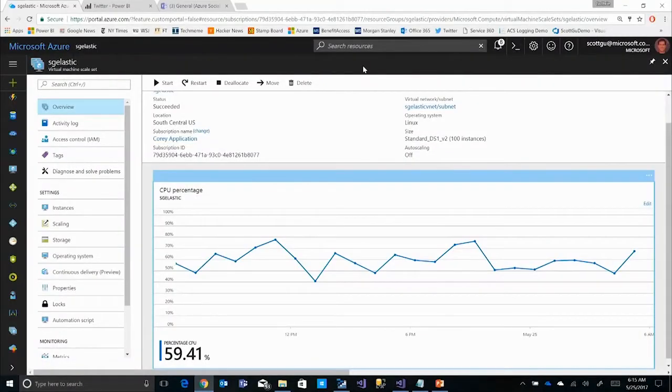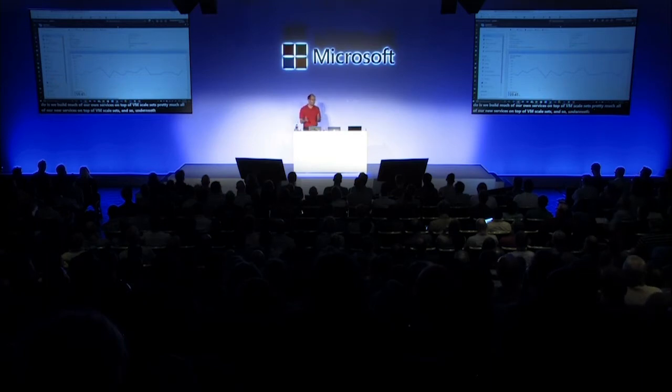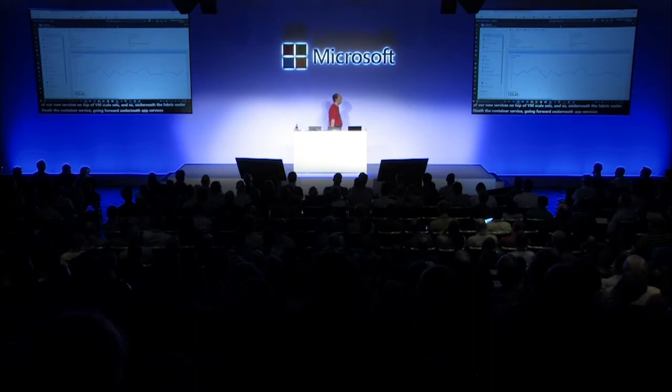And internally within Azure, one kind of trick that we do is we actually build much of our own services on top of VM scale sets, pretty much all of our new services. And so underneath Service Fabric, underneath Container Service, going forward underneath App Services, there is actually a VM scale set at work that's doing all the infrastructure work for us. And so we're trying to layer our services to build on top of it and give you always the flexibility that you can go down to the VM scale set level if you want to and have control.